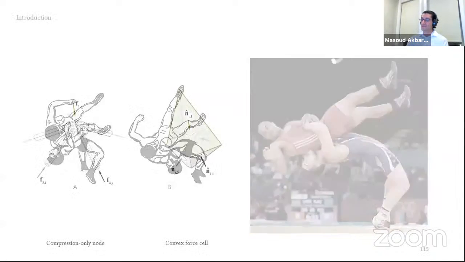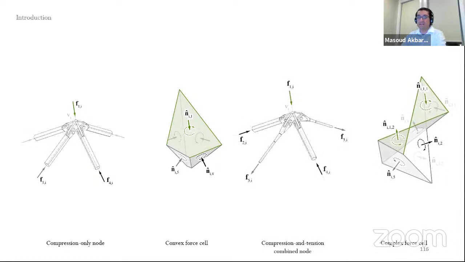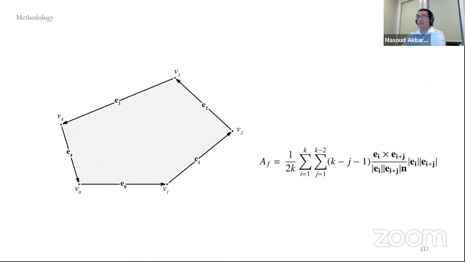So in the previous studies, we visited the equilibrium of a compression-only node as a convex polyhedral cell. But in this study, we were more interested in exploring the possibilities of working with complex and self-intersecting polyhedral cells. So what does that mean? That means that if you have a polygonal face and you want to work with the system, you should be able to control the areas of the faces of the force diagram because those represent the magnitude of the force.